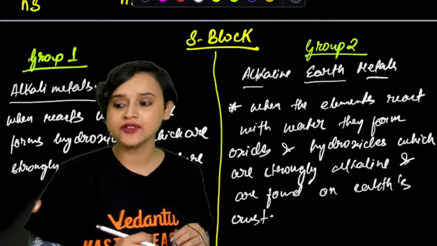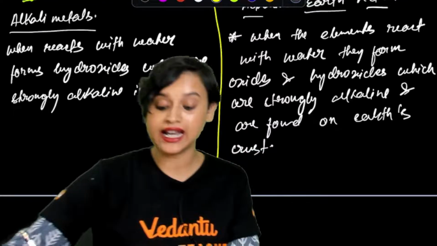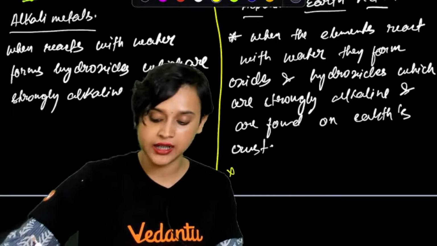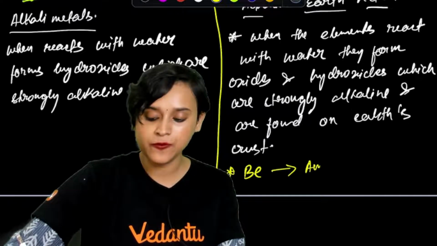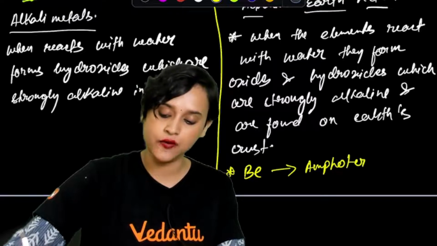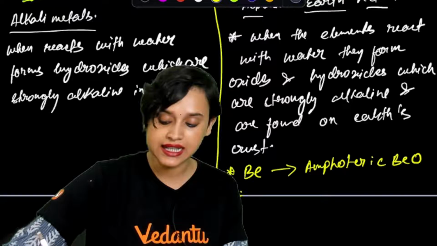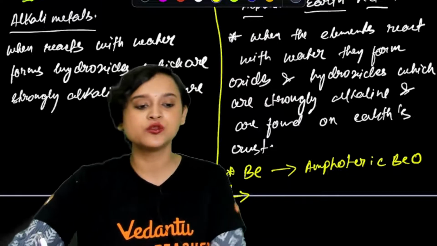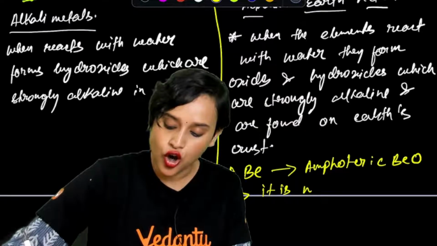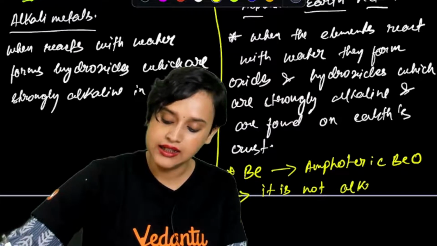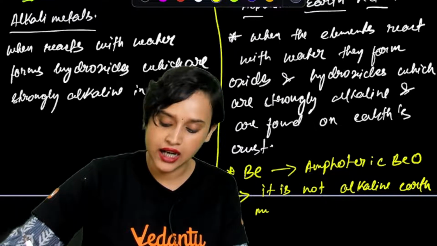Okay. All right, everybody. Do you all understand this? Great. Now, moving on from here, the next point that I said about the alkaline earth metals is that beryllium forms amphoteric oxide. Yes, beryllium forms amphoteric beryllium oxide, which is why it is not considered to be an alkaline earth metal. It is not an alkaline earth metal.